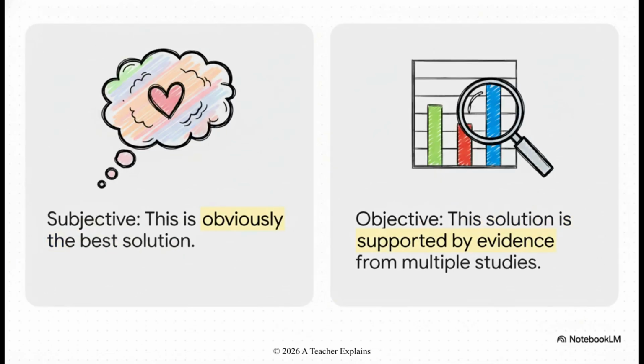Next, objectivity. This is a big one. Academic writing is all about facts, evidence, and logical reasoning, not personal feelings or opinions. That subjective statement uses the word obviously, which is just an opinion. But the objective one, it points directly to evidence. And that allows your reader to evaluate your argument based on solid proof, not just on your personal beliefs.